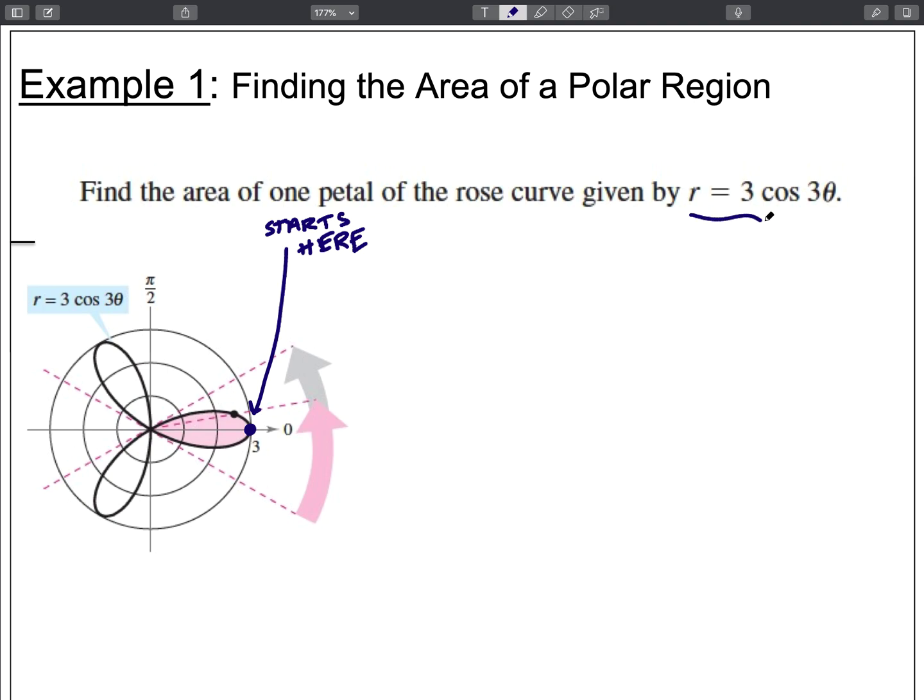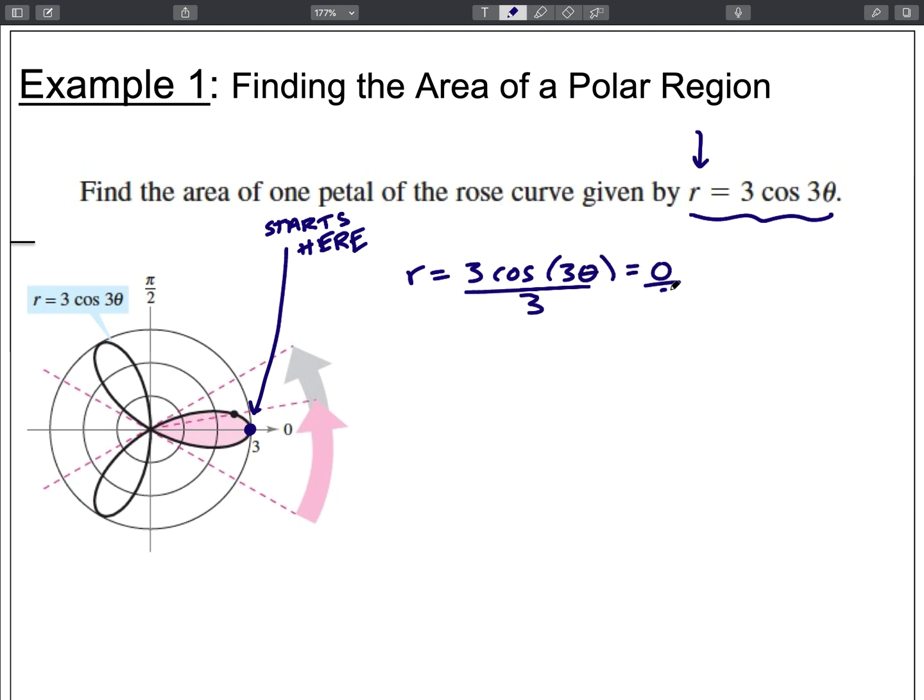Just take your equation, r equals 3 cosine of 3 theta, where r is the distance from the origin. If I want to find out when the curve is actually going through the origin, then what would that mean about r? That would mean that r is equal to 0. If you don't have any distance from the origin, then of course you must be on the origin itself. So you can take r equals 3 cosine of 3 theta and set it equal to 0, and solve this for theta.